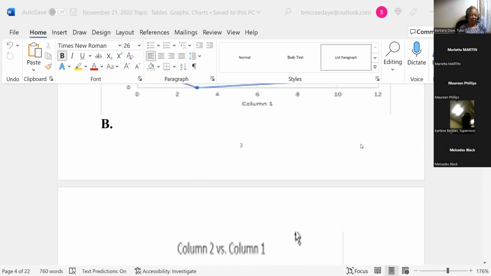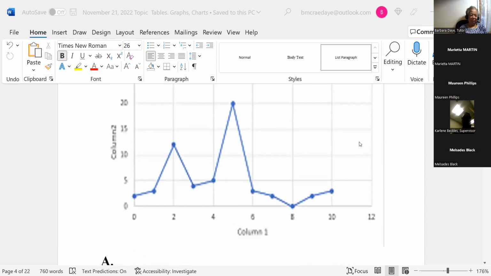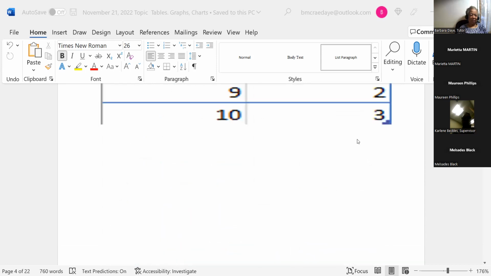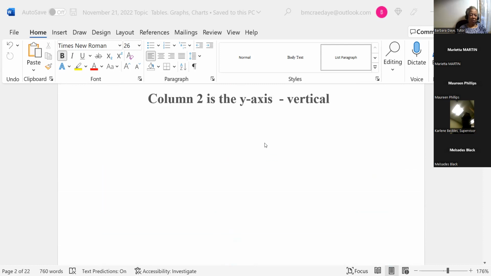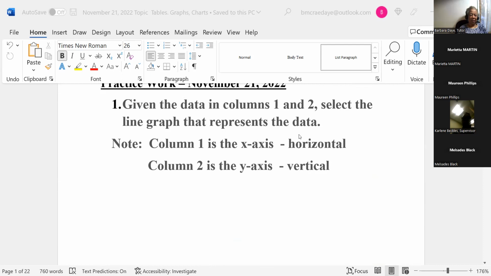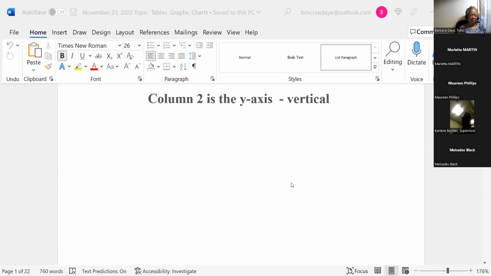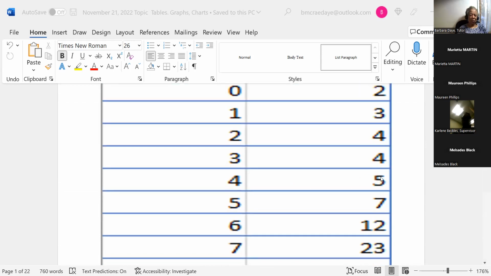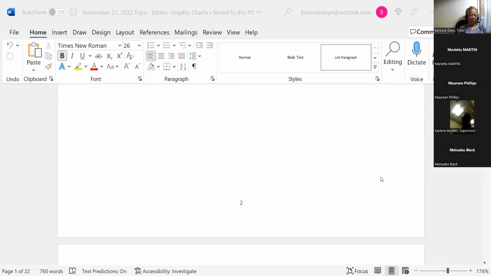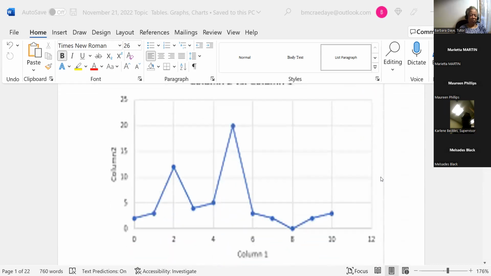Okay, let's go back to the table of values. Column 1. What did we say column 1 was? Go back up here. Column 1 is the horizontal or X. Column 2 is the Y. So let's go here. This is 0 for X and 2 for Y. Okay, let's go back to our graphs. Find the 0 for X and the 2 for Y.